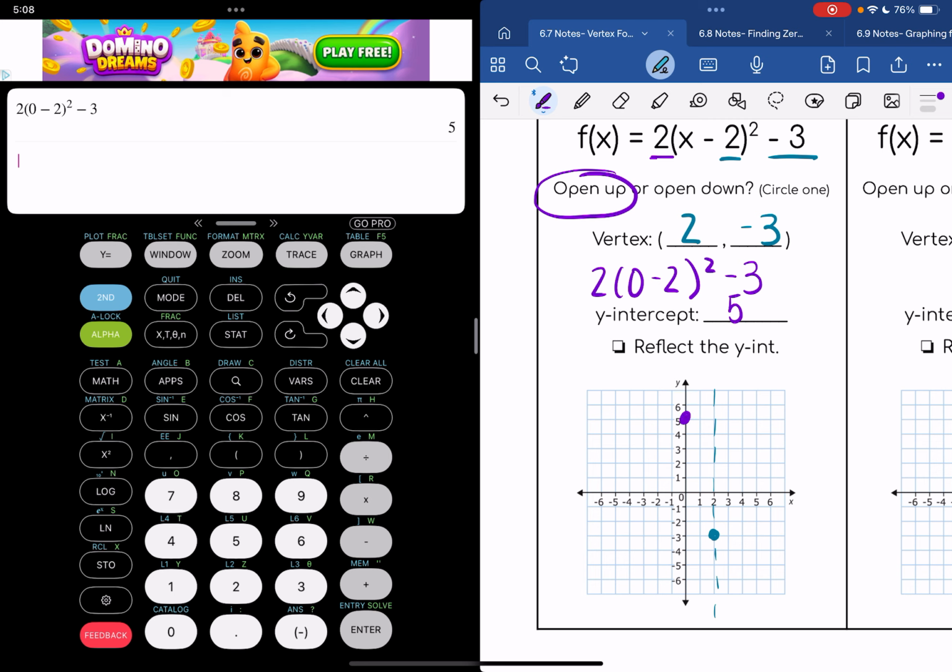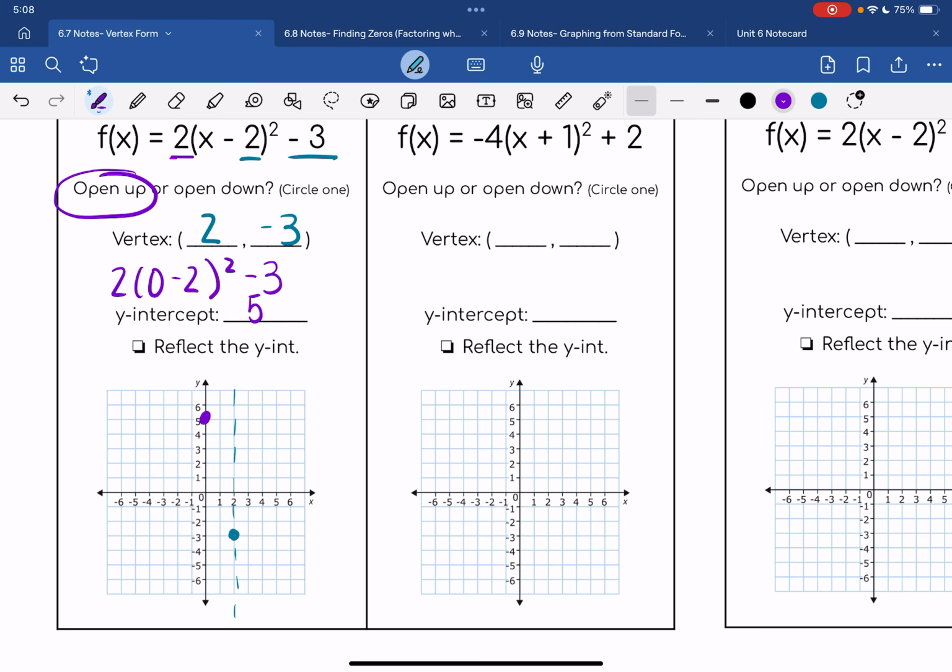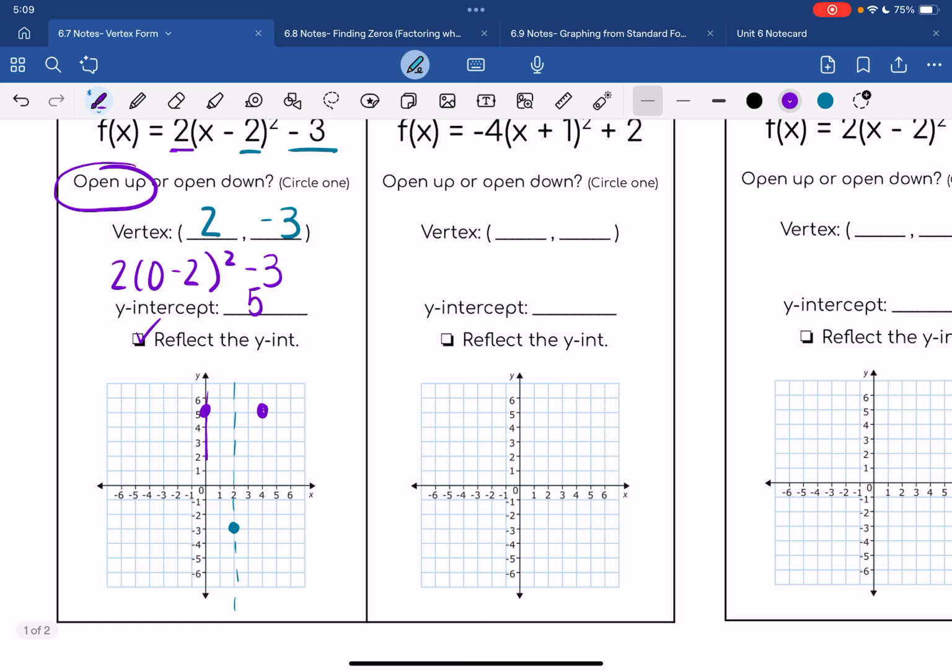And then the last thing that we're going to do is we are going to reflect the y-intercept. I have a little checkbox here so we can just check it off and remember that we did it. And so we are currently 2 to the left of our axis of symmetry. We'll go 2 to the right, and we'll put a point there. So right there. So once we get those 3 points, we can connect that all into a U shape. This one opens up. It's going to be a U shape opening up.